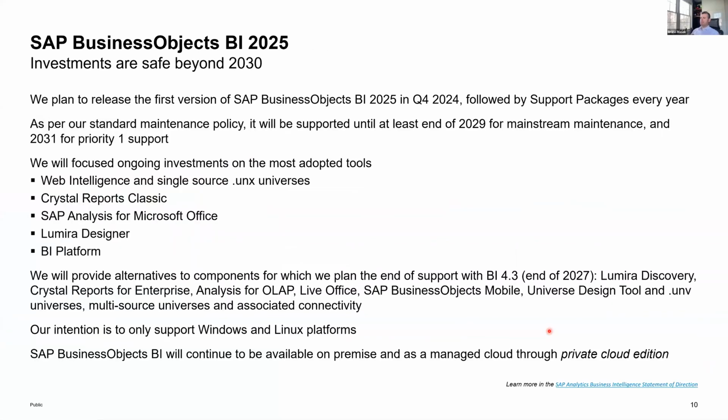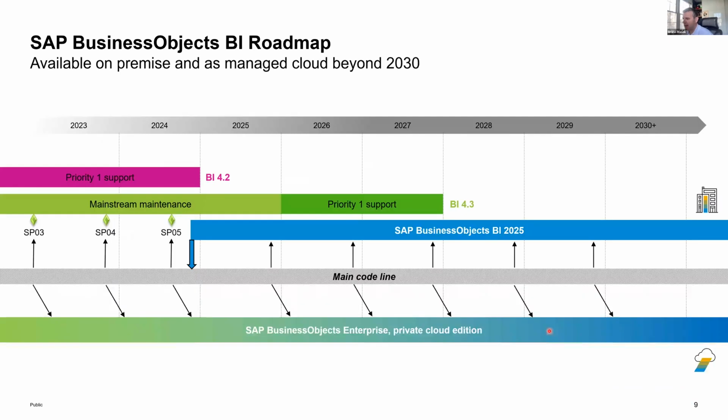Second thing, just to be clear then, if you can go back to the roadmap, just for the audience. Basically, if you're on BusinessObjects 4.3 or BI 2025, it's essentially the exact same version, correct? Same code, yes?